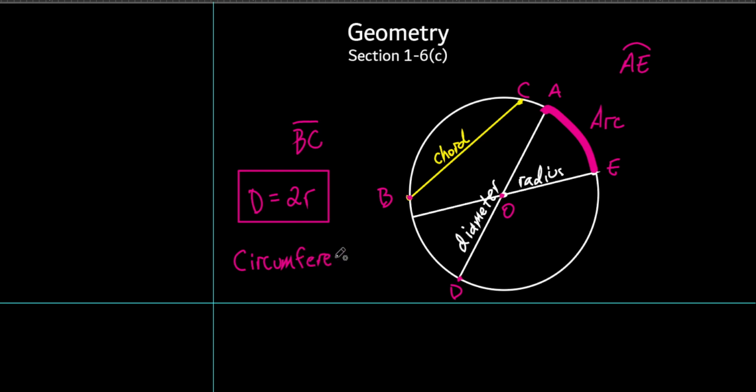Did I spell that right? Circumference. Yeah, that looks right. So that's the distance around the whole entire circle. If I start here and go all the way around back to where I started, that's the distance around it. It's the perimeter of the circle, really. That's what circumference is, the perimeter of a circle.